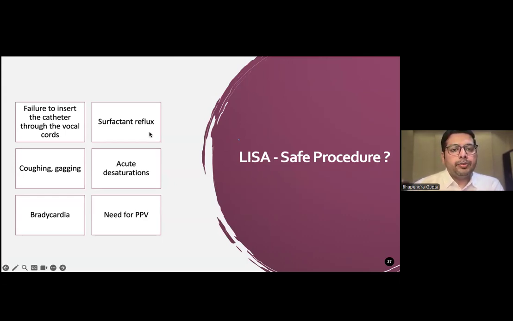There is some amount of surfactant reflux in LISA, around 10 to 50% of surfactant gets refluxed. There is an episode of coughing and gagging. Acute desaturation is the most common event. The different studies have given different data, but it is the most common finding which we see during the LISA procedure. There is bradycardia also, in the tune of 20 to 30%. And in some 10 to 15%, neonates also required positive pressure ventilation during the procedure.